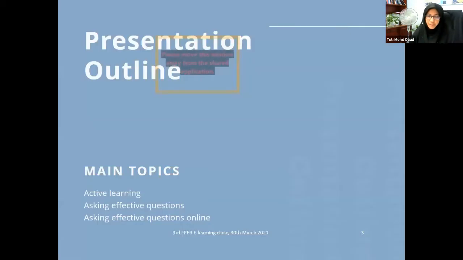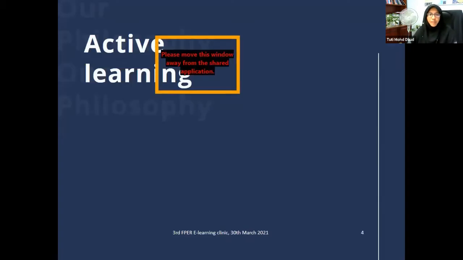So we'll divide the topic into 3 parts. One is just a reminder about active learning, a bit of revision. Second is asking effective questions. And the third part is asking effective questions online. So it's not just about the technology, it's also the things behind the technology and how do we merge both the pedagogy, the andragogy, and the technology.